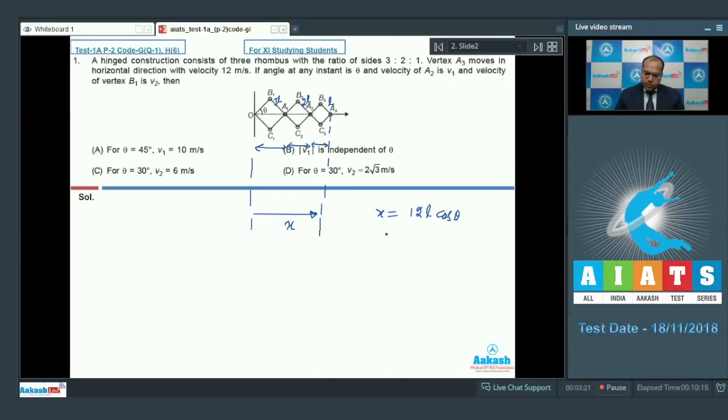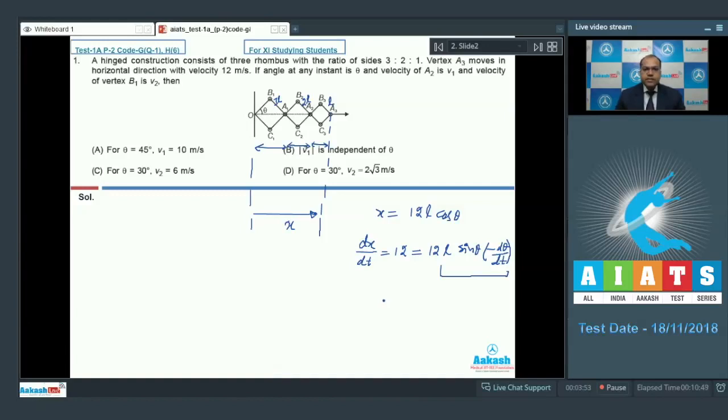So if I differentiate this equation, dx by dt is the velocity of vertex A3 that is given in the question as 12, and this is equal to 12 into L into differentiation of cos theta, which is sin theta into minus of d theta by dt. So if I find the value of L into sin theta d theta by dt, then it comes out to be 1.